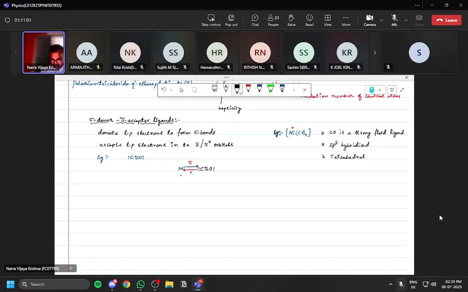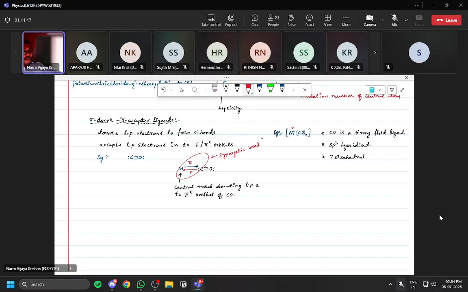So, central metal donating lone pair electrons to pi star orbitals of CO. We call this bond as synergic bond.